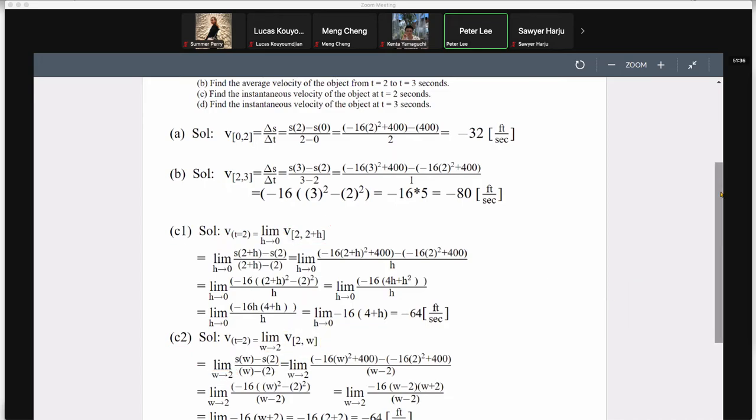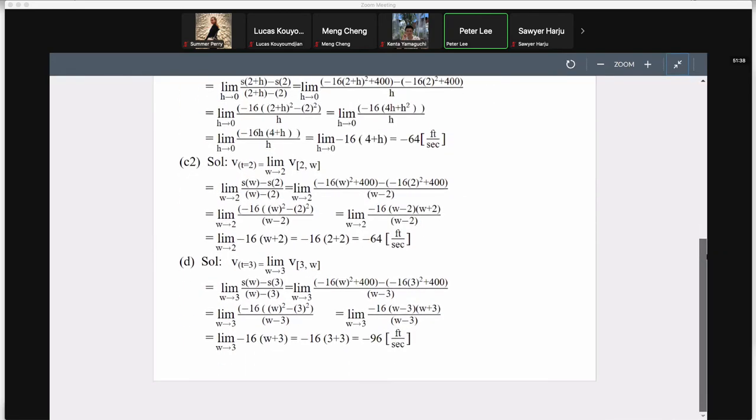Anyone has a question? Now let's move on to D. What is D? The instantaneous velocity at 3 seconds. So when you want to find the instantaneous velocity at 3 seconds, we take the average velocity from t equals 3 to w. Instead of 3 plus h, I use w. I'm plotting the format of C2 instead of C1. So you can do either way.